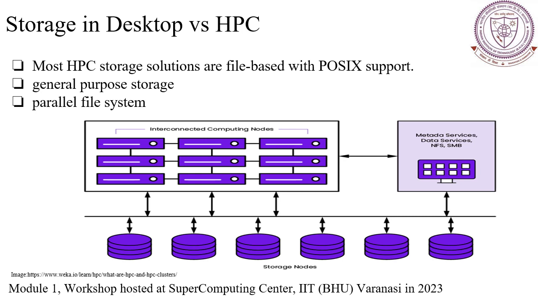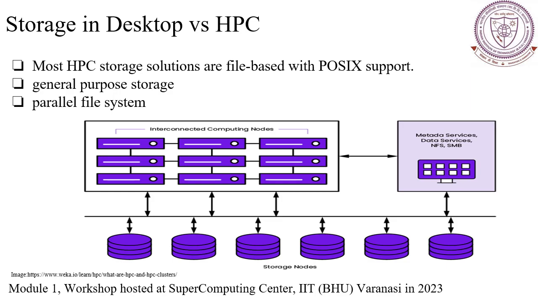HPC storage systems typically use a parallel file system to provide high performance for concurrent access to large files. A parallel file system distributes data across multiple servers, which allows multiple users and applications to access the data simultaneously without sacrificing performance. Whereas the desktop storage system typically does not use a parallel file system. This means that the performance may be degraded if multiple users or applications are trying to access the same file or same data at the same time.